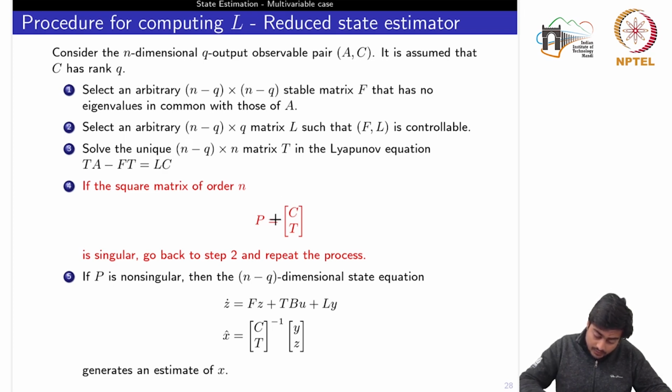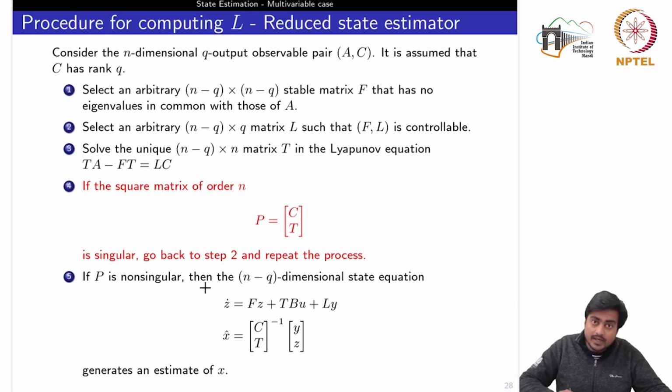If you recall, in the single input single output case, we had formed this P matrix as the combined matrix of C and T. So if this square matrix of order n is singular, then we go back to step 2 and repeat the process. This means that we need to find another L matrix such that if we put that L matrix into this Lyapunov equation, we would obtain another T matrix. So for some L matrix, this P matrix would definitely be non-singular.